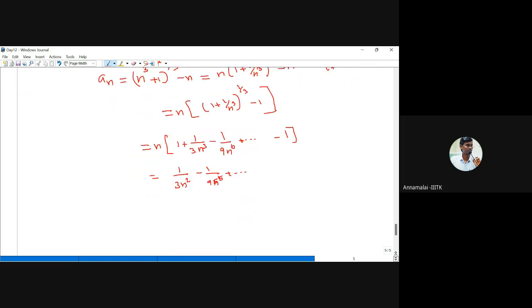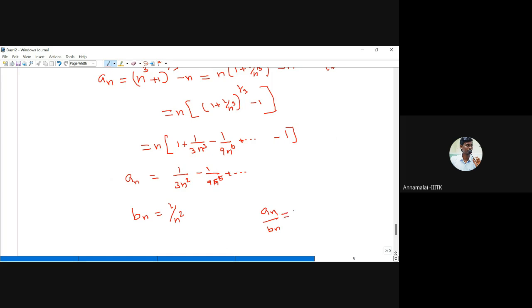Now anyway, we get this an is nothing but this. Now I am going to show whether this an is convergent or not. I'm going to choose some other sequence bn. From this I guess that 1 by n square we can choose. Now look at what is an by bn.